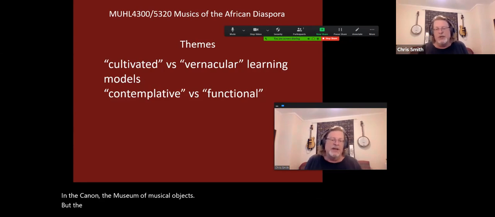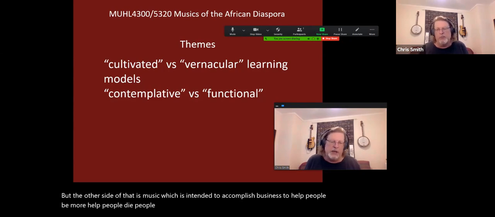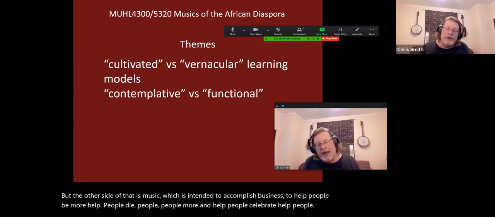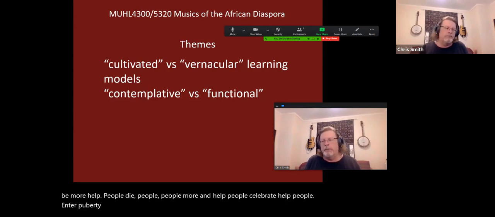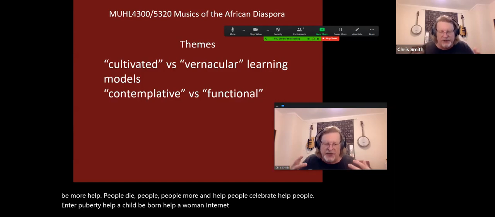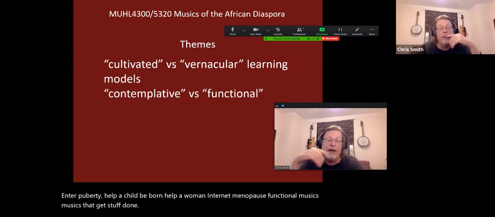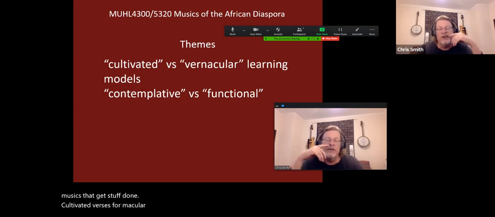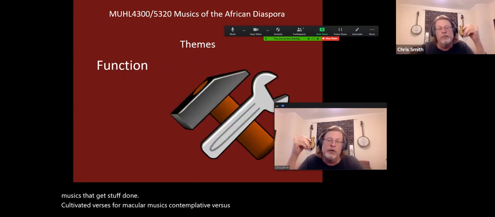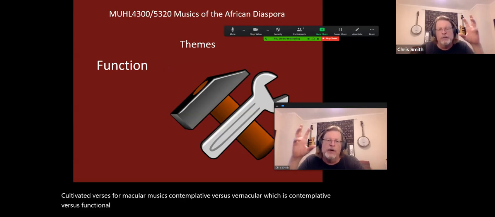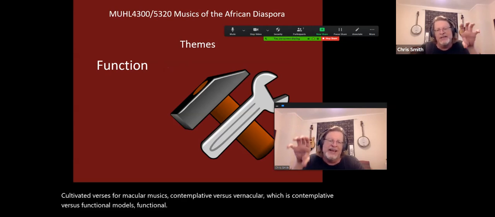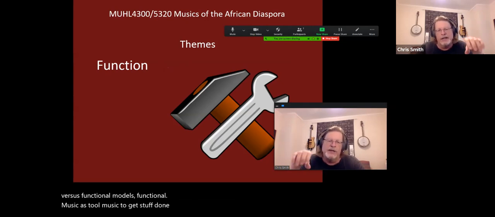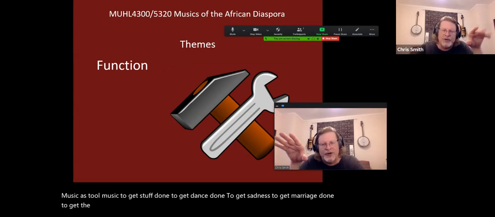But the other side of that is music which is intended to accomplish business, to help people be born, help people die, help people mourn, help people celebrate, help people enter puberty, help a child be born, help a woman enter menopause. Functional musics, musics that get stuff done. Cultivated versus vernacular musics, contemplative versus functional models. Functional, music as tool, music to get dance done, to get sadness done, to get marriage done, to get the Eucharist done. Function.